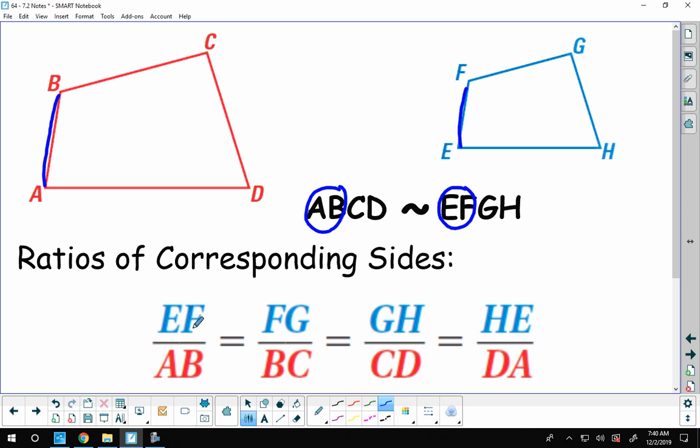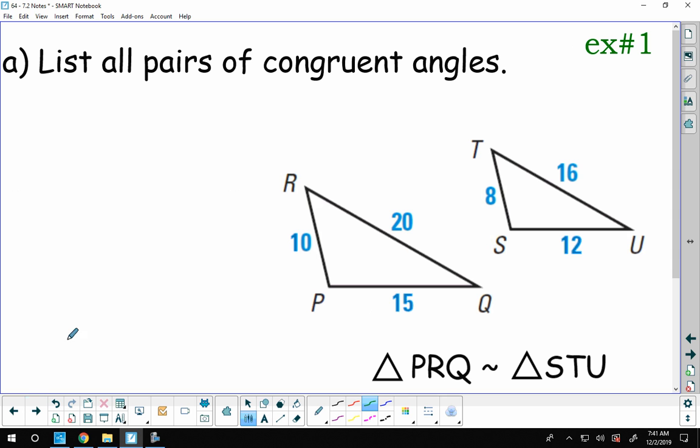So we know EF to AB, that ratio is equal to FG over BC. So FG, we can see, corresponds to side BC, and you can also see that in the picture. So those ratios are going to be the same. And then so on for the other two remaining sides. So all of these ratios are going to be equal. So again, notice all of the small polygon sides are in the top and all of the big polygon sides are in the bottom.